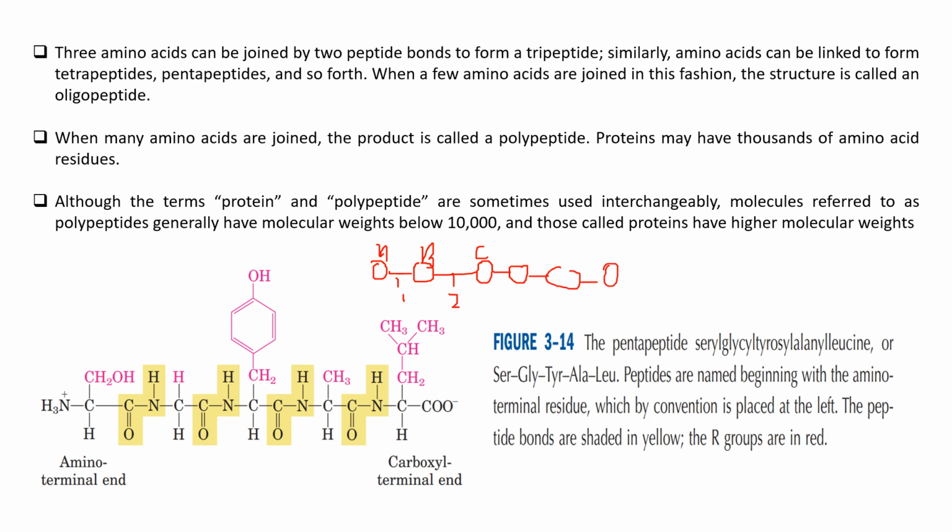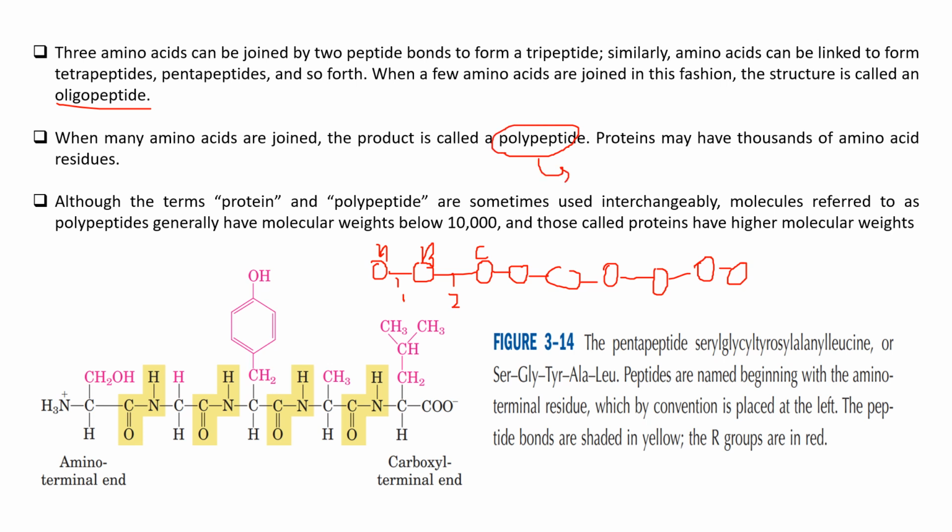After that, some amino acids join together with peptide bonds, and they form an oligopeptide. When many amino acids are joined, the product is called a polypeptide. A protein may have 1,000 amino acid residues. So when the chain is long, with many amino acids joined together, they ultimately form a polypeptide, and this polypeptide will ultimately form a protein.